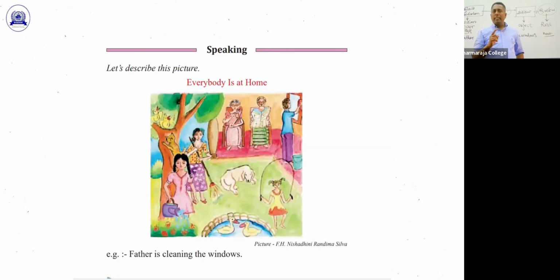What is elder sister doing? Elder sister is watering the plants. What is mother doing? Mother is sweeping the garden. Compound, c o m p o u n d. What is the younger sister doing? The younger sister is skipping a rope. What is the dog doing? The dog is sleeping in the compound. Lying, l y i n g.